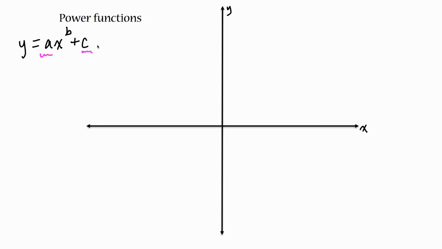c is going to be some hint at your intercept, because when x is equal to 0, c is what's left over, and b determines the rate at which the slope changes as x increases.